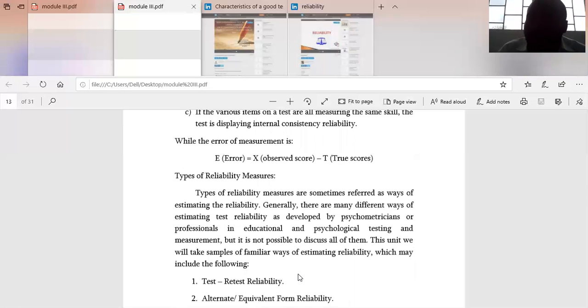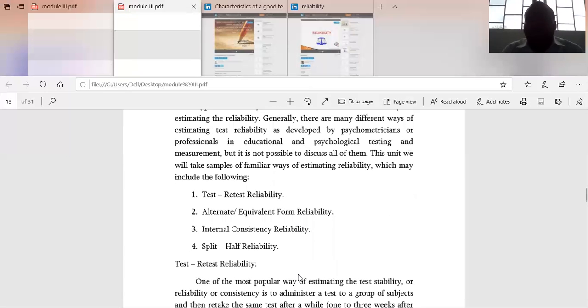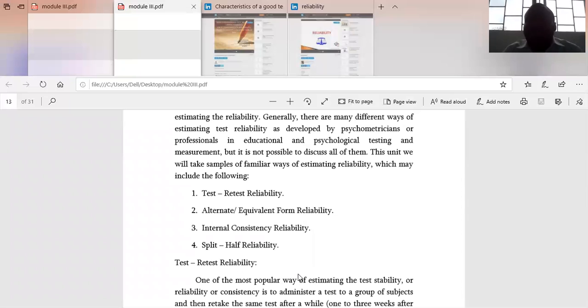Types of reliability. We have several types. Here, you see that we are going to see four of them, but in other books, you may find three.